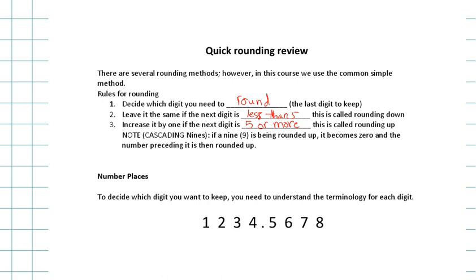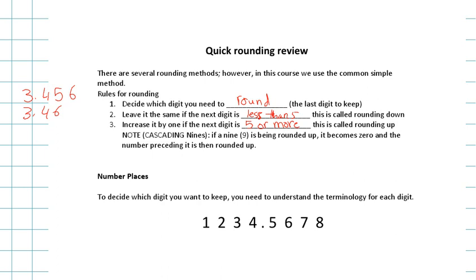Okay? So let's look at an example. If I have 3.456, I want to round it to 2 decimal places. So that means I want to keep this, my second decimal, because the number after the 5 is a 6, so I have to round up. So I'm going to end up with 3.46. Are we okay with that?